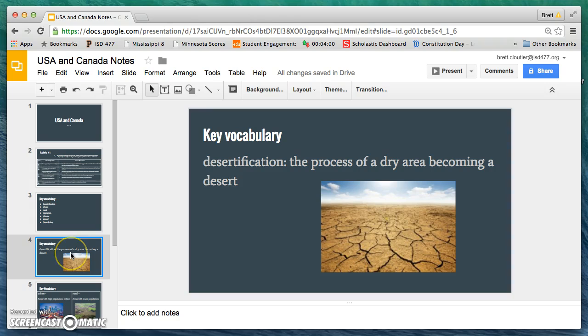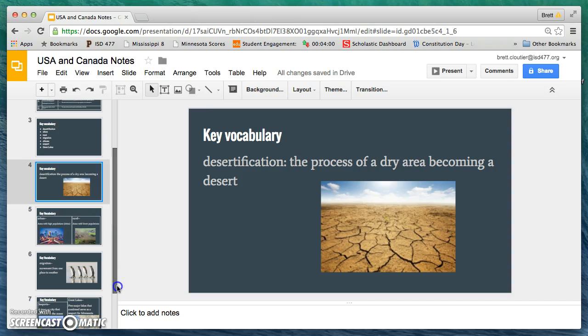First one, desertification. This is the process of a dry area becoming a desert. When water resources dry up, there's no more wildlife, as you can see in this picture, and there's no more vegetation, so there's no plants, as you can also see here. It's almost dead looking. There's very, very small chance of being able to have any crops there. Desertification is the process of a dry area becoming a desert.